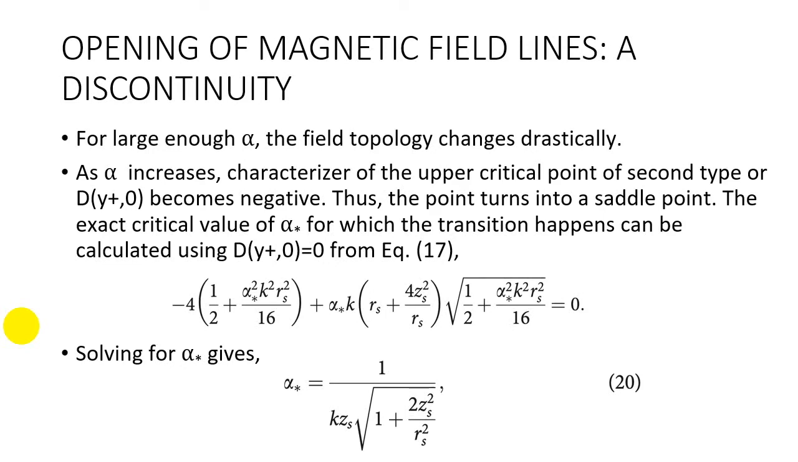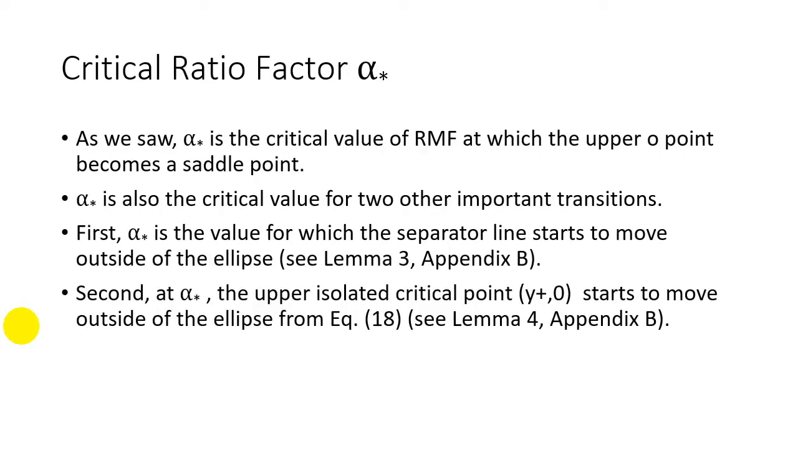Alpha critical is also fairly important for two other reasons. It's not just where this becomes a saddle point. It's also the value for which the separator line goes outside of that ellipse. And alpha critical is also the value where the upper critical point itself goes outside of the ellipse. So this is really important.